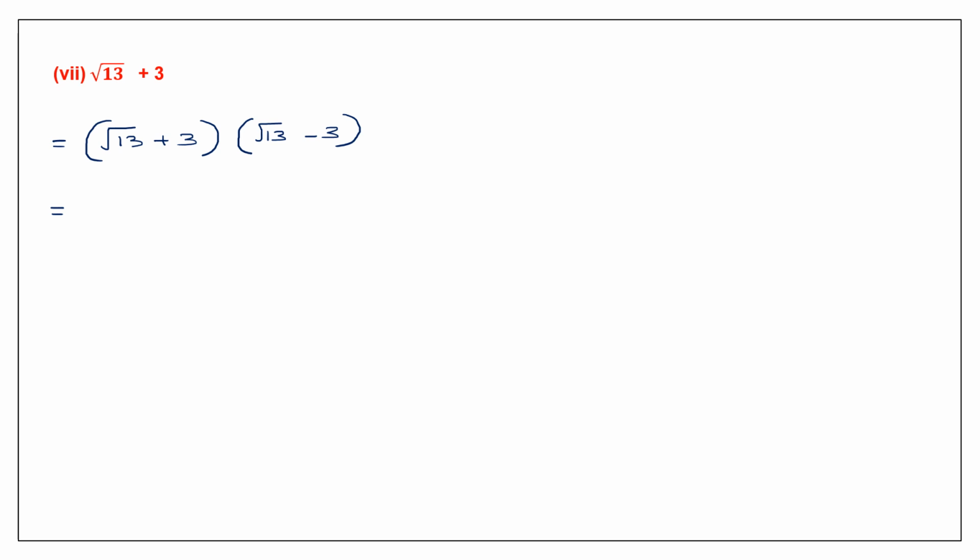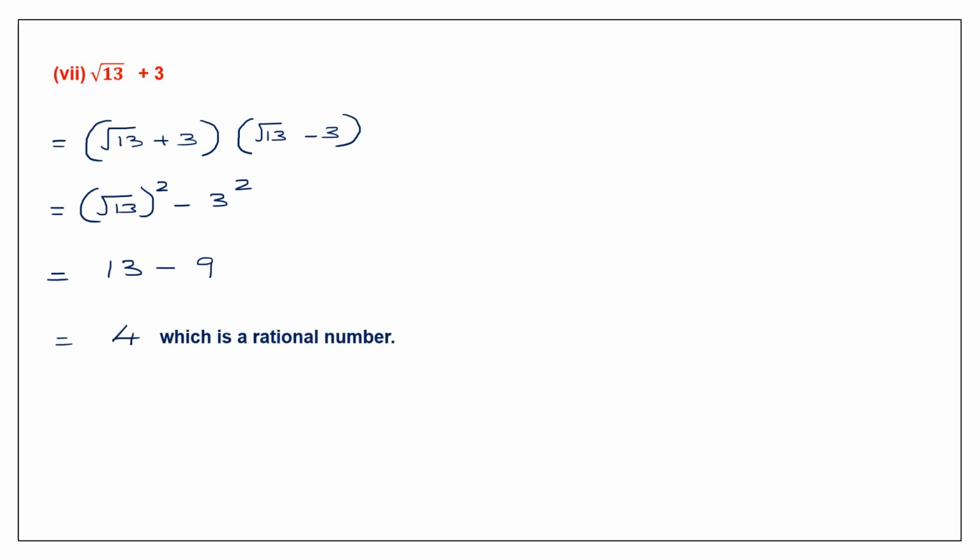So this is again in the form of a plus b into a minus b, the identity, and the formula is a square minus b square. That is root 13 is a. So a square minus b square is 3 square. So this is root 13 into root 13, making it just 13, minus 3 3's are 9. Now 13 minus 9 is 4, which is a rational number.